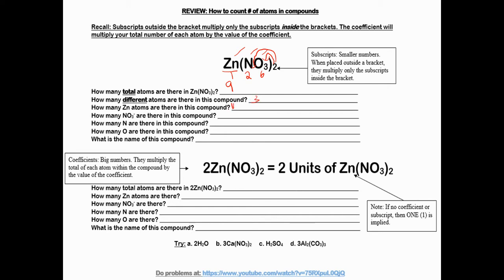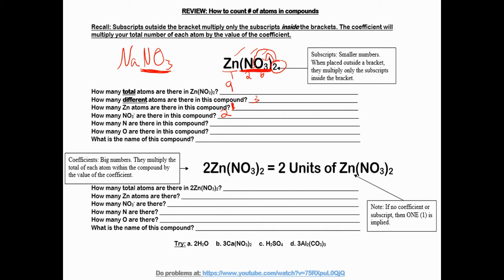How many zinc atoms? Well, we said 1. How many nitrates are there? How many NO3 units? This is NO3. You can see that there's 2 of them. There's 2 nitrates. If I had just written, let's say, NaNO3, there's only 1 nitrate. So we can ask you in terms of individual atoms, but we could also ask you in terms of the polyatomic ion, and that'll be important for balancing.